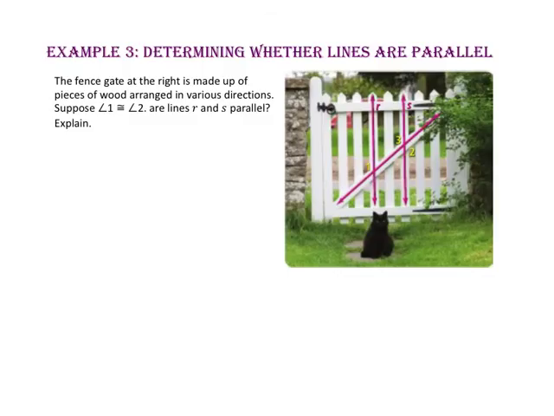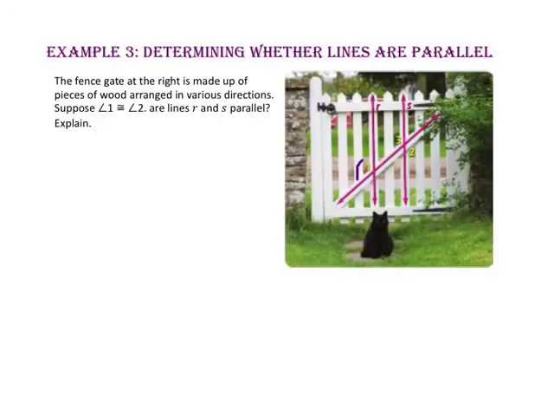In example 3, we will be determining whether lines are parallel. The fence gate at the right is made up of pieces of wood arranged in various directions. Suppose we know angle 1 is congruent to angle 2. Are lines R and S parallel? Explain.